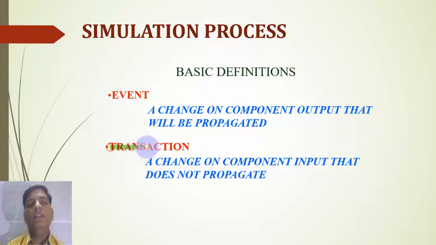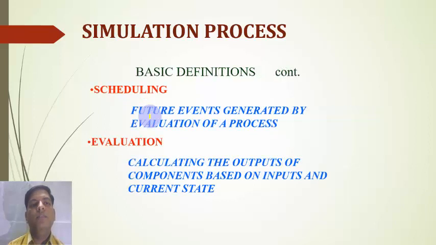Then transaction: a change on a component input that does not propagate. See the difference between event and transaction. An event is a change on a component output that will be propagated, and a transaction is a change on a component input that does not propagate. Another definition, scheduling: future events generated by evaluation of a process.